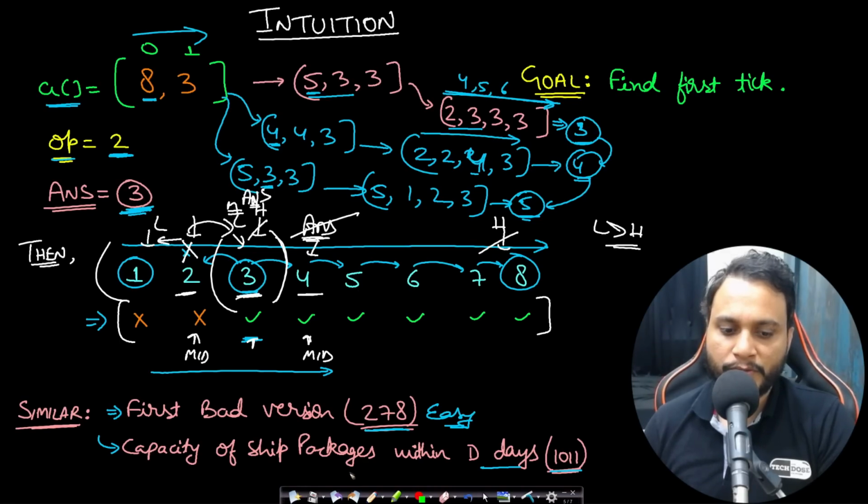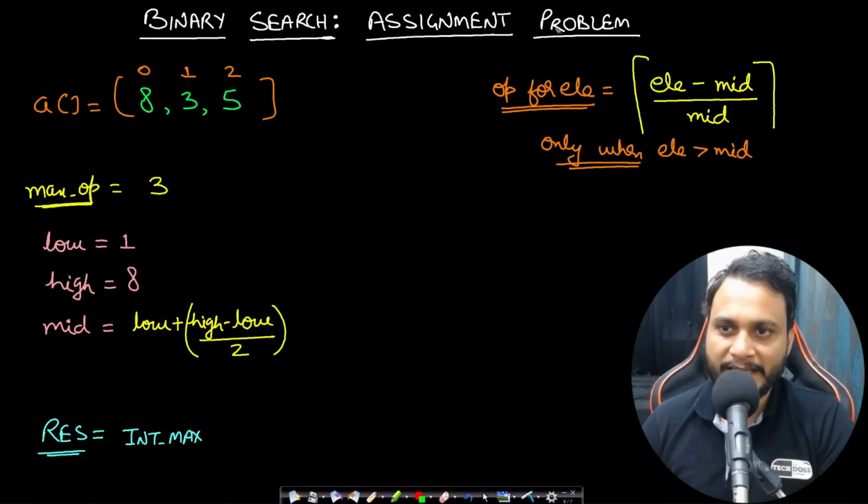Okay, I hope you have understood this idea. Now let's see the binary search assignment problem solution for our given problem. In this given array 8, 3, 5, our max operation allowed is equal to 3. Now I know that the low value is 1 and the high value is the max of the given array, which is 8. I will always calculate the mid value by doing low plus (high minus low) by 2, so that there is no chance of integer overflow.